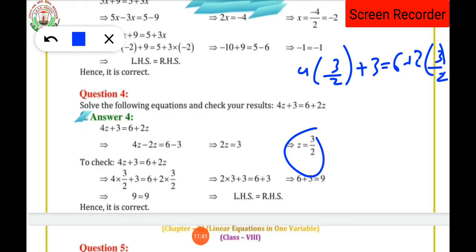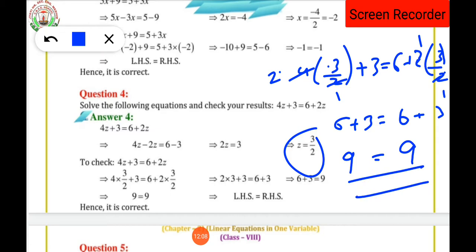Clear? Now solve it. Here 2 1s are 2 and 2 2s are 4. 2 into 3 will be 6 plus 3. Have you understood? Plus is equals to 6. 2 1s are 2, 2 1s are 2 will get cancelled. So here 3 is left. Have you understood now? So 3 plus 6 will be 9 and 6 plus 3 will be again 9.